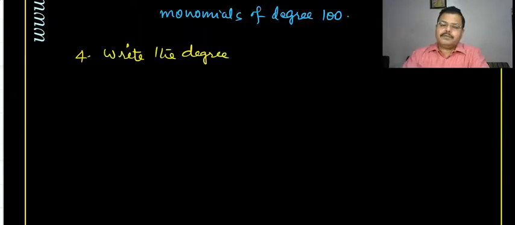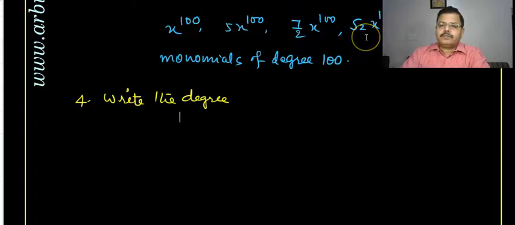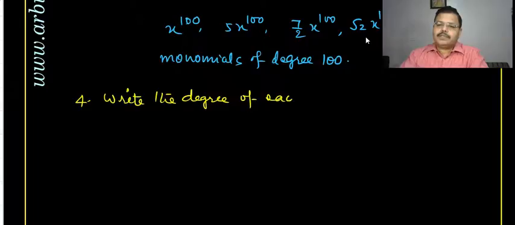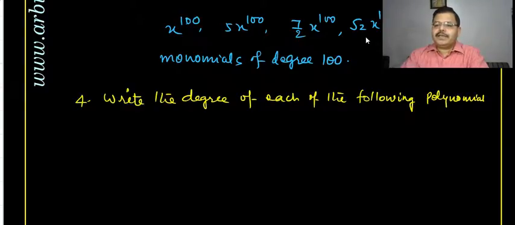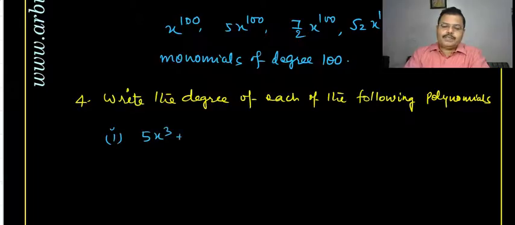Now the fourth question is there, and they are asking to write the degree of each of the following polynomials. And you know what degree is? Remember, degree is the highest power of the polynomial, right? So we will write here, the first one was 5x cube plus 4x square plus 7x. What is the highest power in this? Tell me, what is the highest power in this?